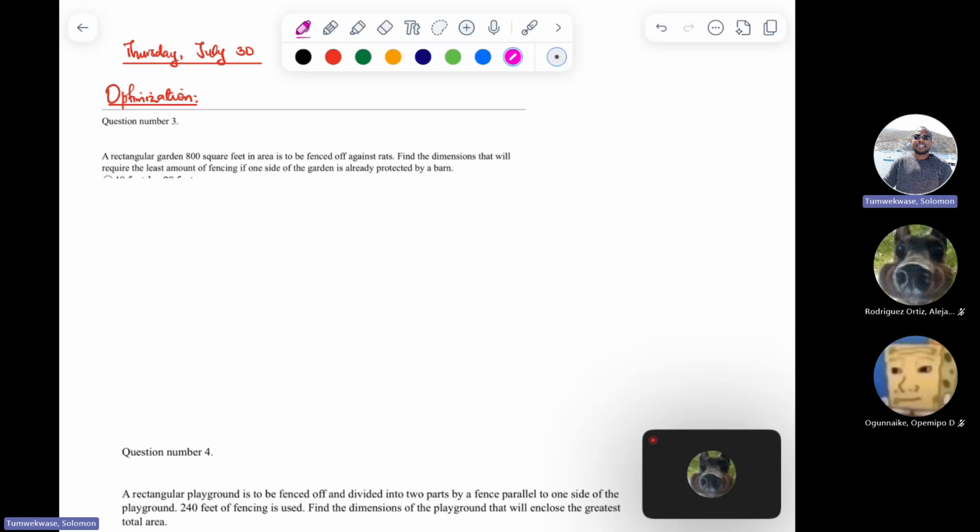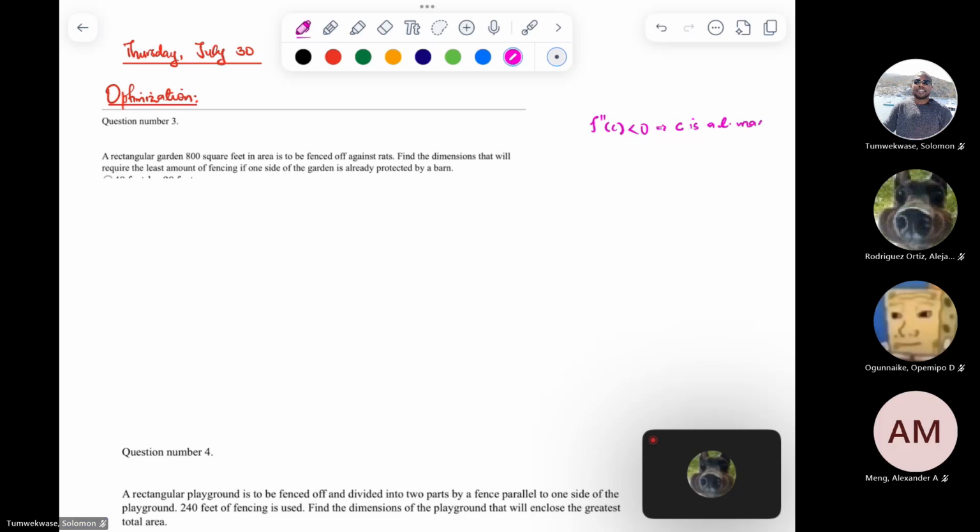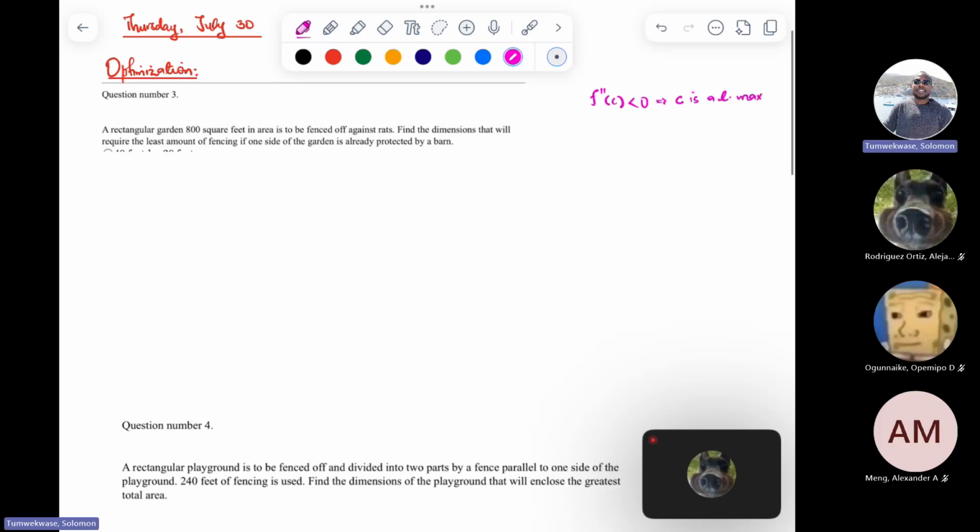Maybe as a reminder, recall that if I have a number C and I take the second derivative and evaluate it at C, if this answer is negative, then C is a local maximum. In the same way, if I have a number C and when I evaluate the second derivative at that point I get a positive, then C is a local minimum.